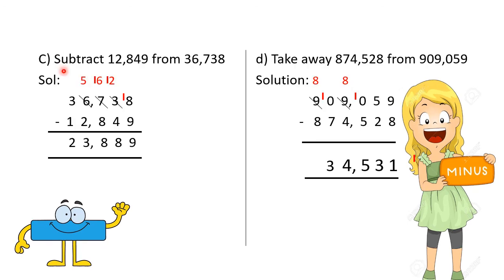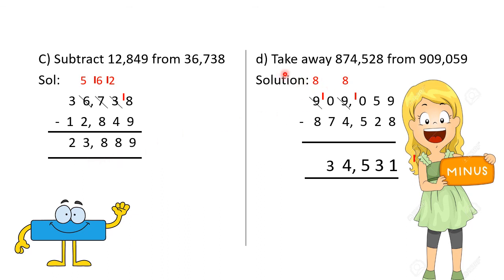Here is another example. For example, you are given: subtract 12,849 from 36,738. So this keyword subtract will tell you that you have to subtract these two numbers, or minus these two numbers. Again, you have to copy down these numbers in vertical form. The first number will be the biggest number and the second will be the smallest number. All the digits should be placed correctly in their columns, and you will start subtracting these digits from the right side to get your final answer.